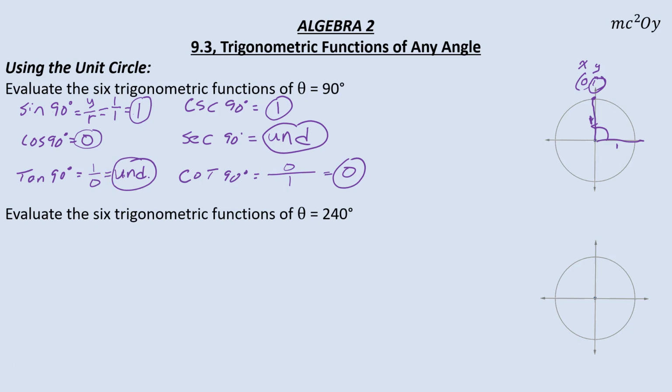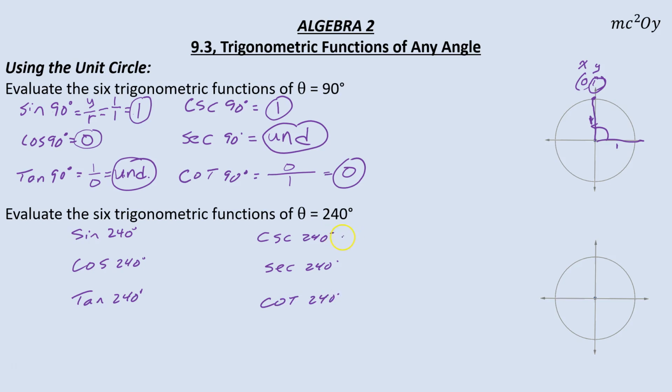Okay, evaluate the 6 trig functions for 240. Well, all right, so let's go with the sine of 240, cosine of 240, tangent of 240, cosecant of 240, secant of 240, and cotangent of 240.